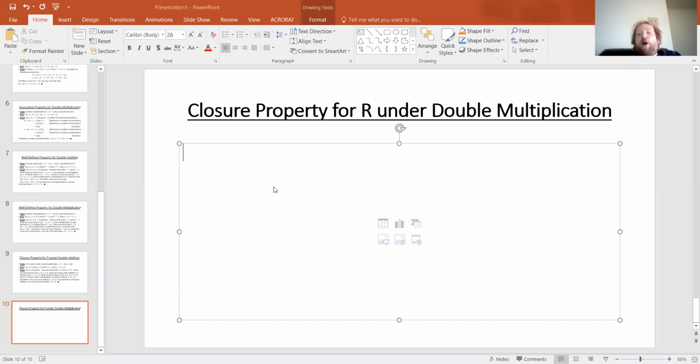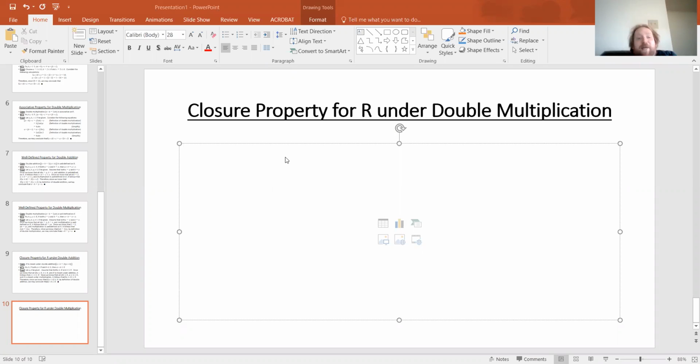Hello, abstract algebra students. We will now look at the closure property for R under double multiplication. And as it turns out, R is closed under double multiplication, and the proof is very similar to the proof that R is closed under double addition.